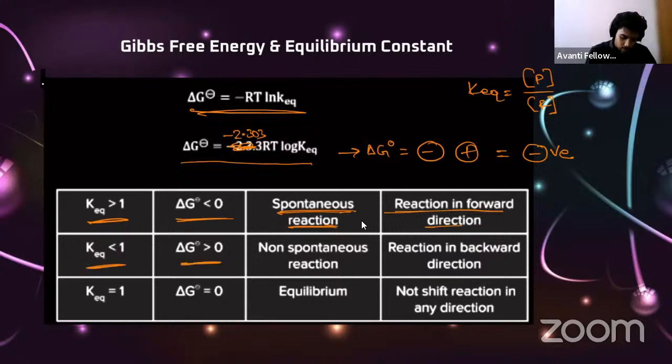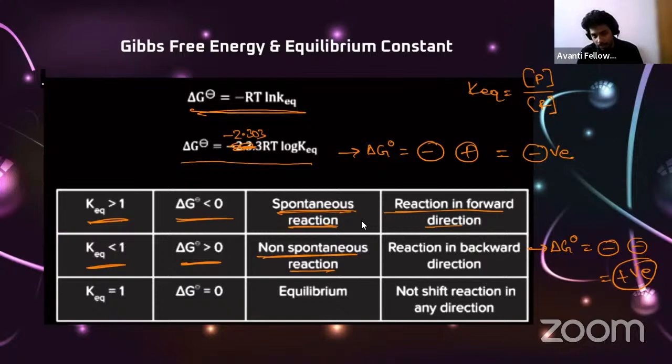Now, next one, where K equilibrium is less than 1, log K equilibrium will be a negative value. In that case, delta G naught is equal to negative value into negative value, which gives you a positive value for delta G naught. If delta G is positive, that means it is a non-spontaneous reaction, okay? That is an endergonic reaction. Now, if that's the case, then what is the reaction? If you want to keep K equilibrium less than 1, that means reactant concentration should be more. That is, backward reaction should happen more. So in that way, we'll take the reaction to be in the backward direction.